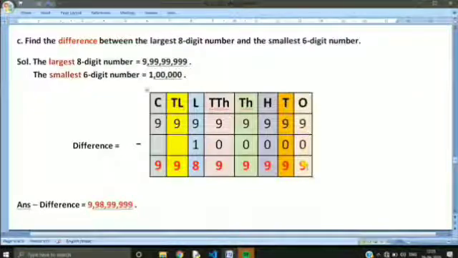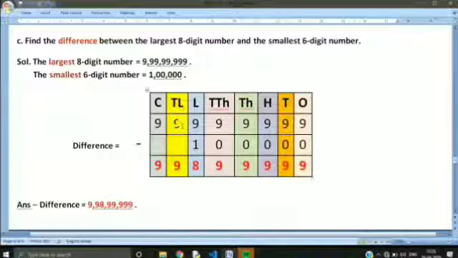9 minus 0, 9. Again, next 9 minus 0, it will be 9. Moving to 100 column, 9 minus 0, 9. Moving to 1000 column, 9 minus 0, 9. Moving to 10,000 column, 9 minus 0, again it is 9. Moving to lakh column, 9 minus 1. So it will be 8. So we'll be writing 8 here.